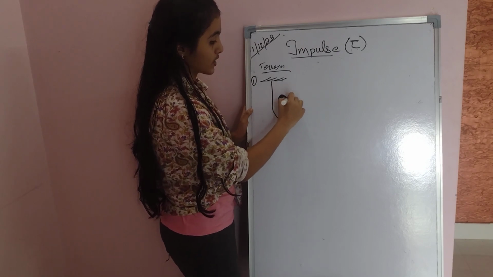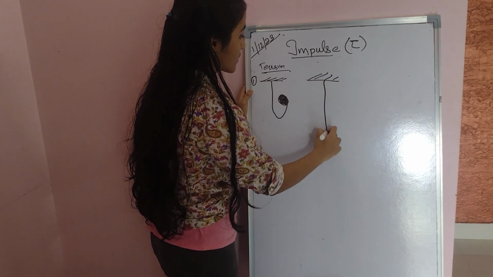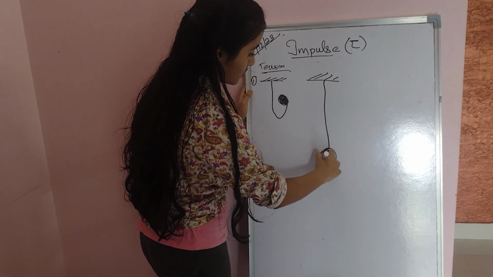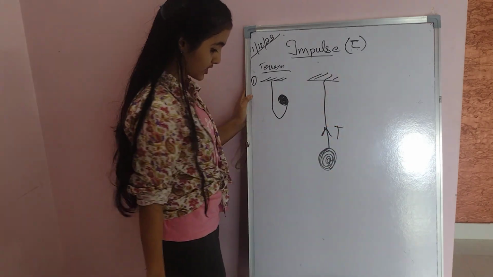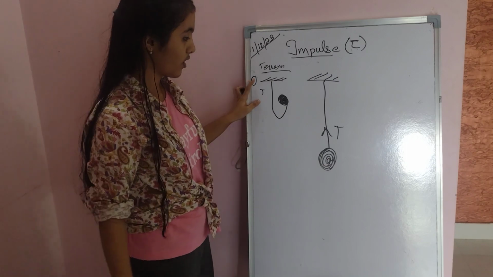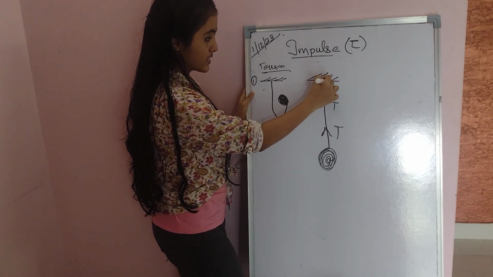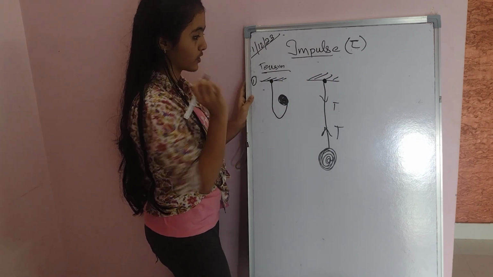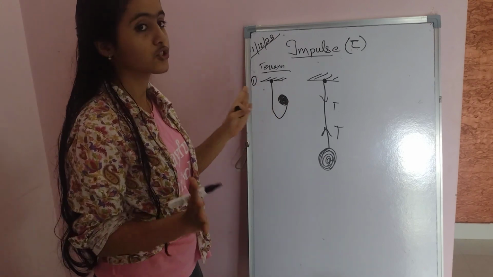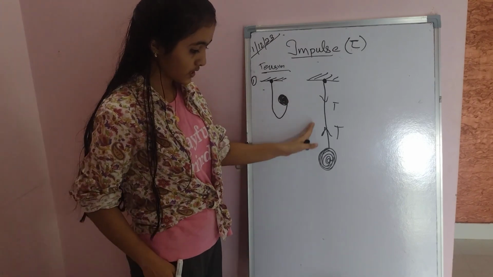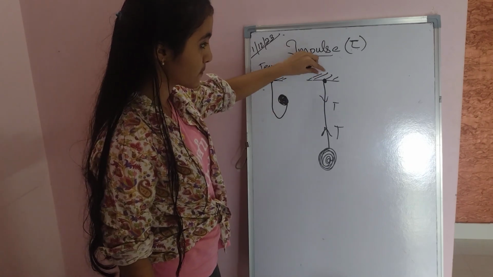So consider the string. The string is kept like this. Now the string is taut. Tension is acting upwards, and it's acting downwards. Consider this point. We have to check whether this tension is impulsive or non-impulsive. Here, tension is acting upwards at this particular point.